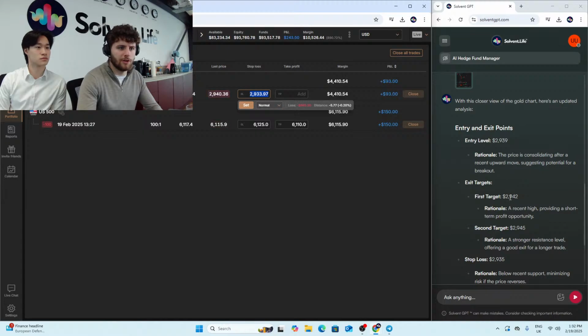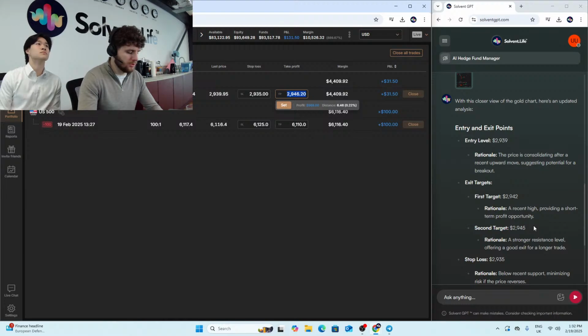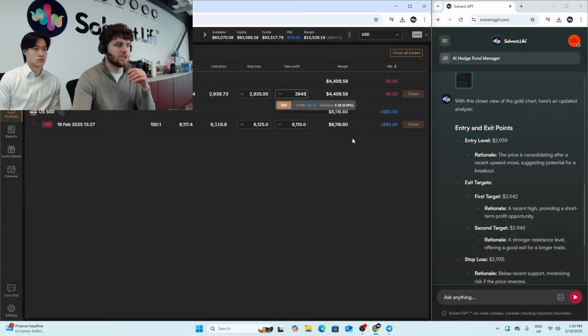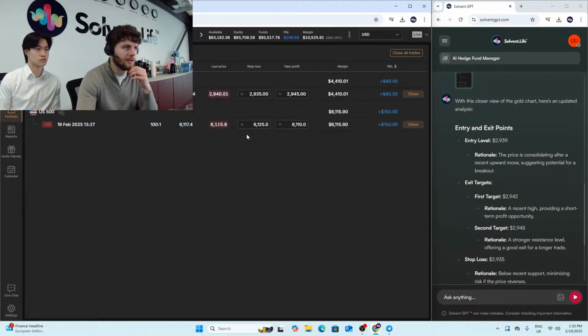Stop loss, we want to set this as 2935. And then our second target, which we'll use as our take profit, we'll do 2945. Now we will monitor this trade. If we hit the first target, we'll take a small bit of profit there and essentially exit the trade if we don't believe it's going to go any further. Fantastic.